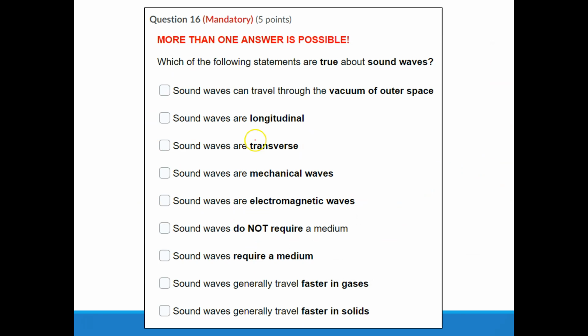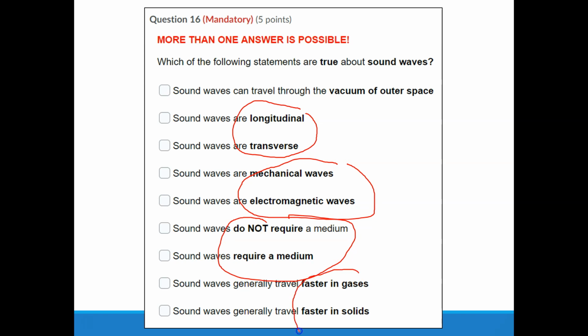All right, so at this point you should know all of these, so be able to talk about what type of wave it is, if it's mechanical, electromagnetic, does it require a medium, does it not, is it faster in gases or solids, and can it travel in the vacuum of outer space? Again, you're looking for true statements, so find all of the true statements. I believe you should end up with 1, 2, 3, 4 true statements, I believe.